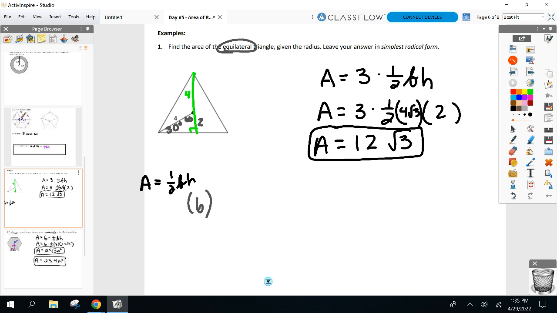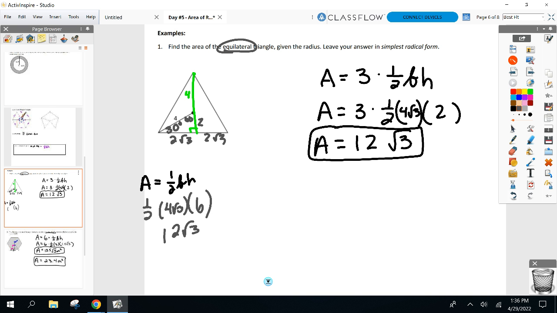Height of 6 now, right? And your base, 4 radical 3. 1/2 of 24. 12 radical 3. So we could still do it that way. Okay?